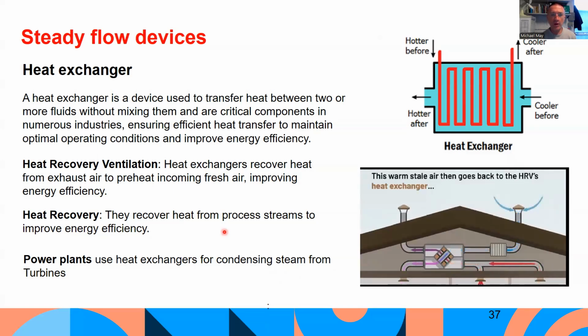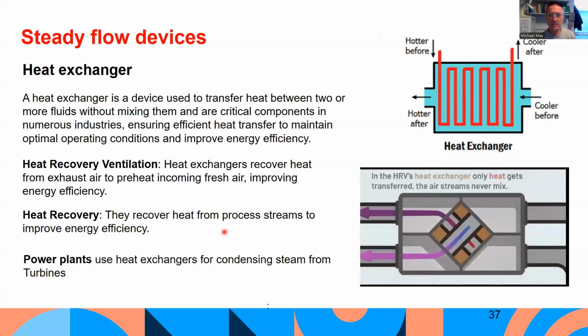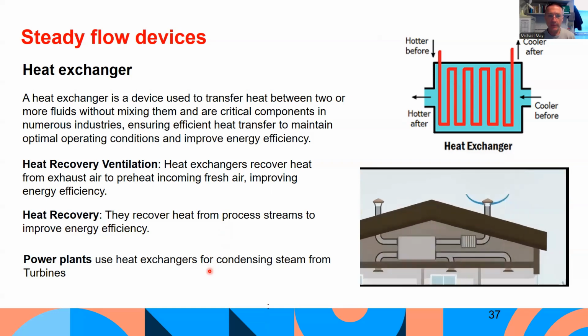So, for example, you have a process that generates a lot of heat and you need to extract that heat to maybe protect the machines, for example. But that energy could be used somewhere else in the factory as a space heating system. So heat exchangers would be used in those situations and many other reasons too. Power plants, for example, use heat exchangers for condensing steam from turbines, and we've seen them previously.